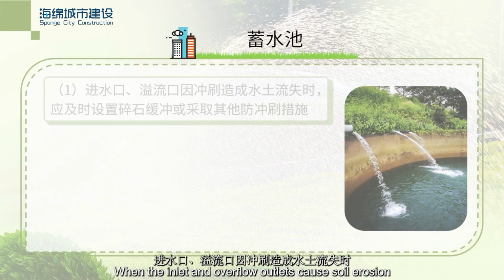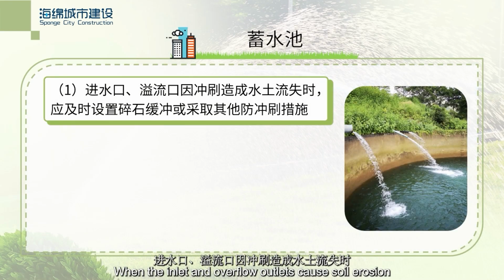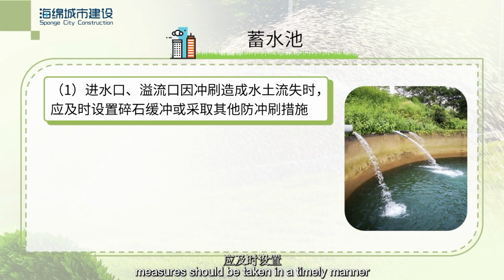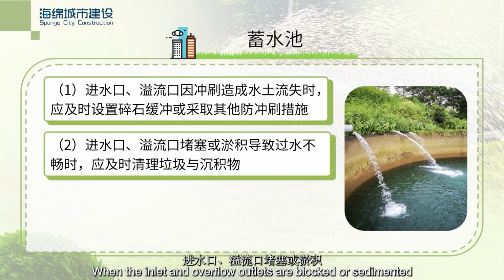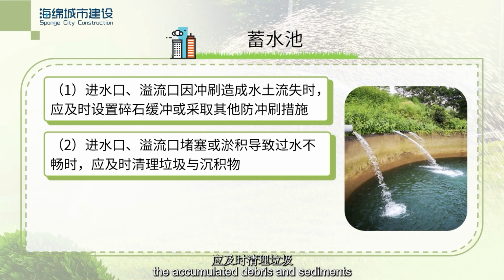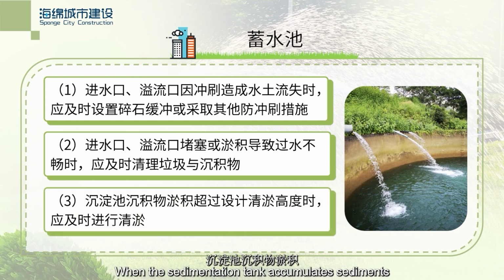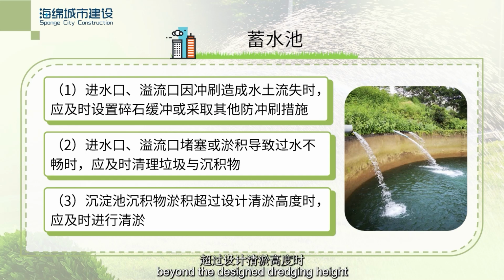Water tank. When the inlet and overflow outlets cause soil erosion, measures should be taken in a timely manner to prevent erosion with gravel buffer or other anti-erosion measures. When the inlet and overflow outlets are blocked or silted up, causing poor water flow, the accumulated debris and sediments should be cleared in a timely manner. When the sedimentation tank accumulates sediments beyond the designed dredging height, dredging should be carried out in a timely manner.